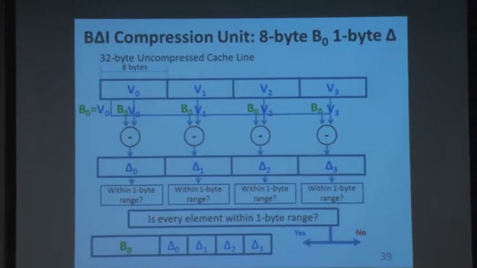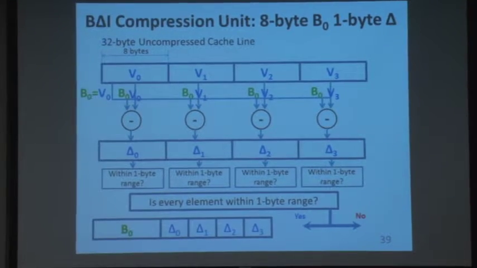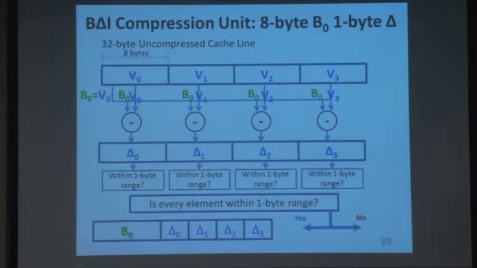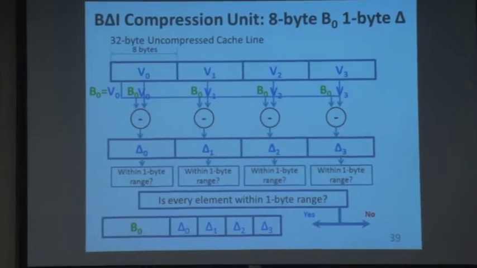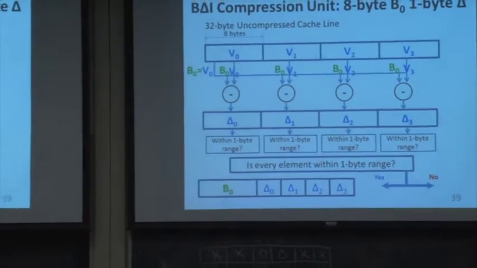So the whole purpose of this slide is showing that the logic there is not complex. It clearly takes more than one cycle, but it's not on the critical path of execution. You do compression offline, either when things are coming from DRAM or when they're coming from the L1 cache. So that's not on the critical path.